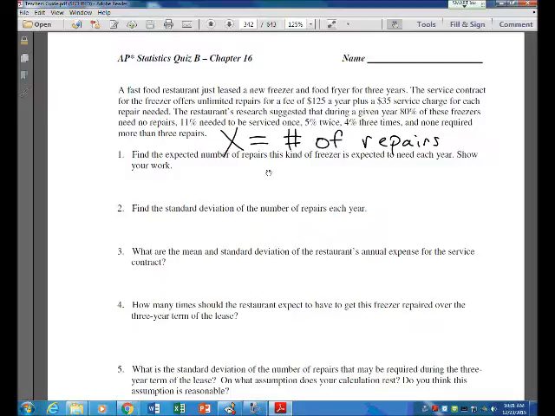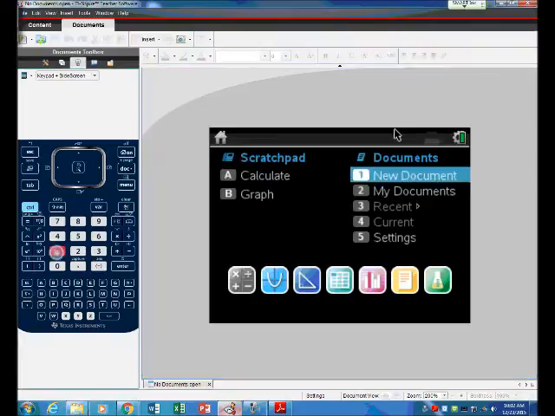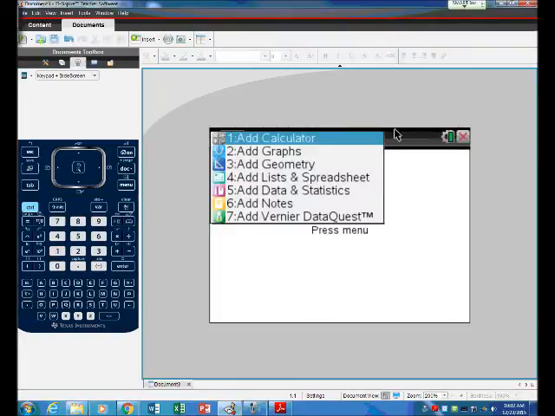All right, so with this random variable x, it wants us to find the expected number of repairs for each year. We've done this before by hand, where we would do 0 repairs times 0.8 plus 1 repair times 11%, so 0.11, and so on and so forth. But I know you guys are really excited, so I'm going to show you we can actually do this in the calculator.